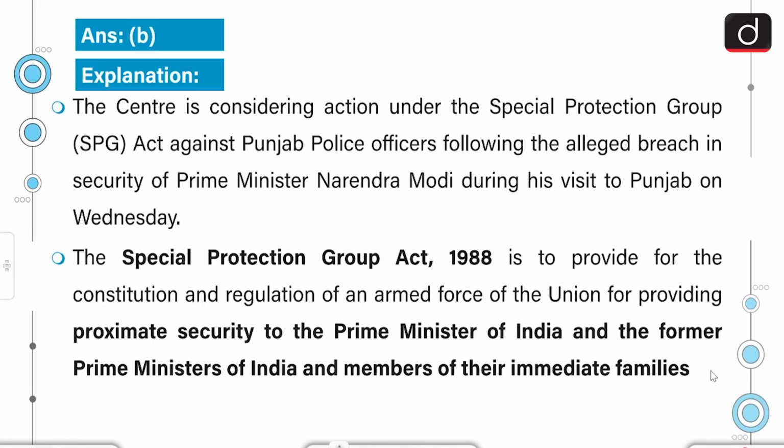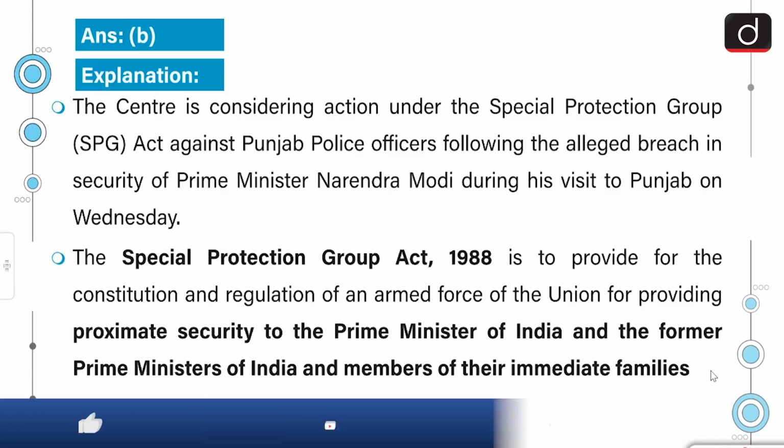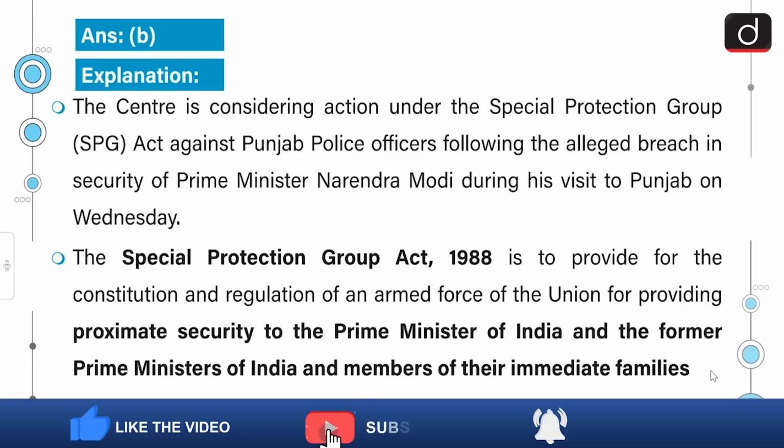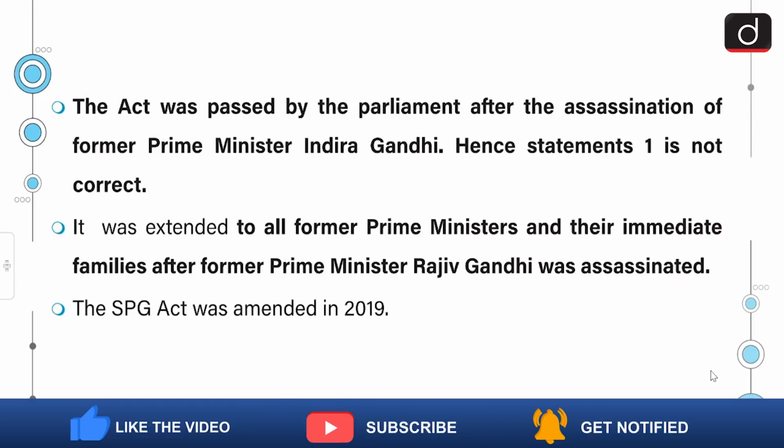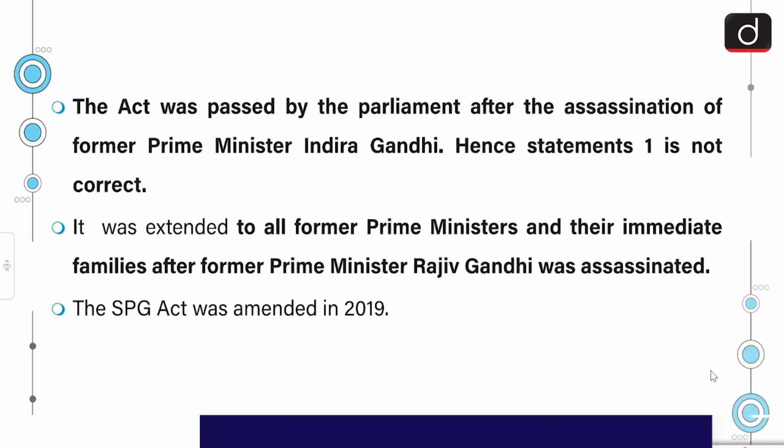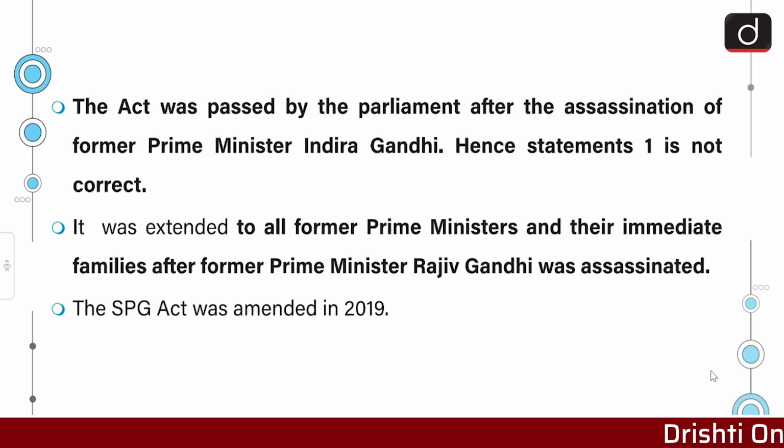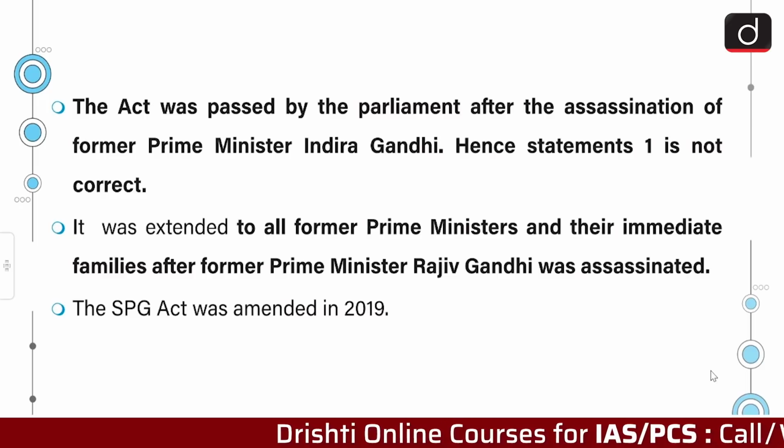The centre is considering action under the Special Protection Group Act against Punjab police officers following an alleged breach in security of Prime Minister Narendra Modi ji during his visit to Punjab on Wednesday. SPG Act 1988 provides for the constitution and regulation of an armed force of the Union for providing proximate security to the Prime Minister of India and the former Prime Minister of India and members of their immediate families. And the Act was passed by the Parliament after the assassination of the former Prime Minister Indira Gandhi ji. It was extended to all former Prime Ministers and their immediate families after former Prime Minister Rajiv Gandhi was assassinated.